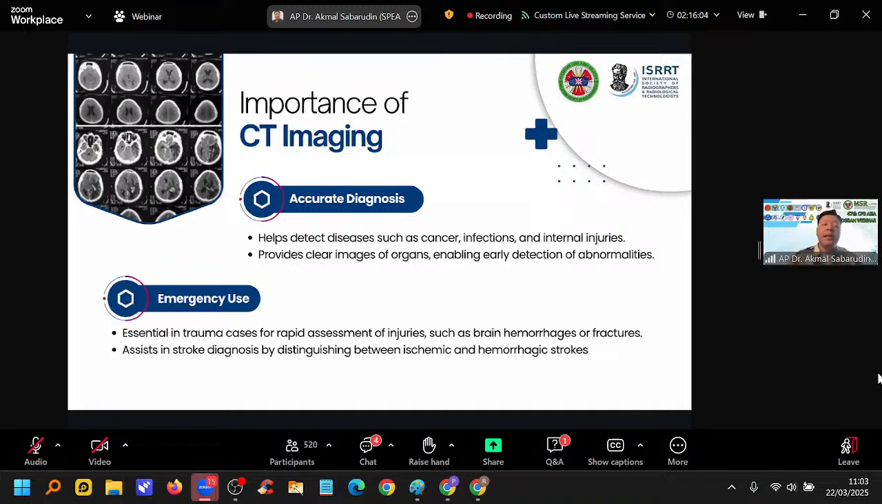And also CT can be used in emergencies to assist in stroke diagnosis by distinguishing between ischemic and hemorrhagic stroke. As you know, we have two types of stroke, whether it is ischemic, or maybe it's a rupture of the blood vessels, which is what we call hemorrhagic stroke.